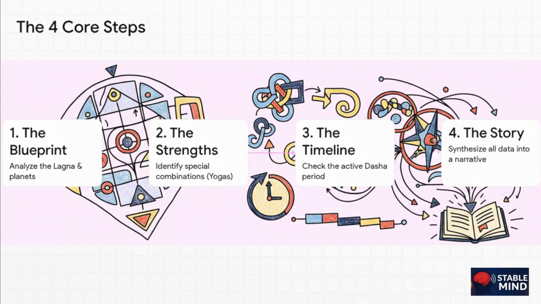And there's a real method to this. It's not just pulling ideas out of thin air. There's a process. First, you have to understand the basic blueprint, the strengths and weaknesses of the planets and the Lagna. Then you look for special combinations called yogas that highlight certain talents or challenges. After that, you check the timeline. What's the major theme right now? And finally, you put all those pieces together to tell the story.